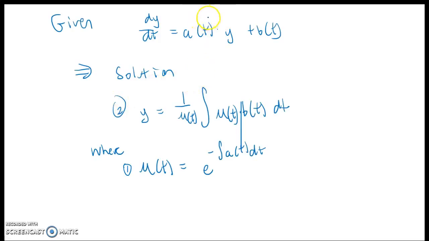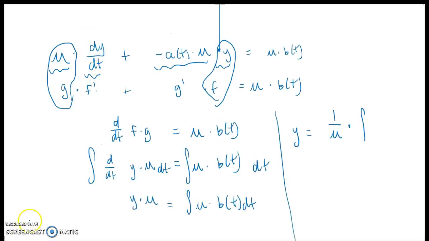We've got to be careful to identify a of t and b of t when our equation is written in this form. So let's take a look at another situation. Suppose that we have dy/dt equals, we'll say, t times y plus 5 to keep this simple. From identification, a of t is equal to the function t, and b of t is equal to the constant 5.